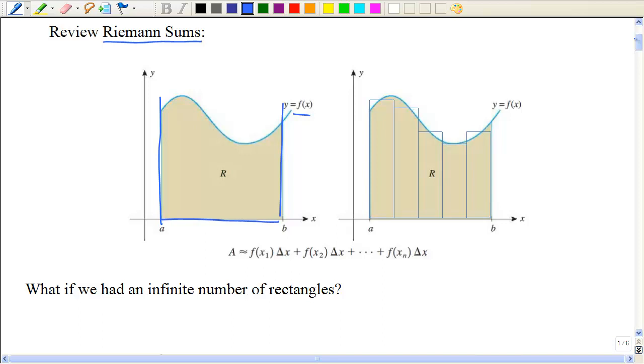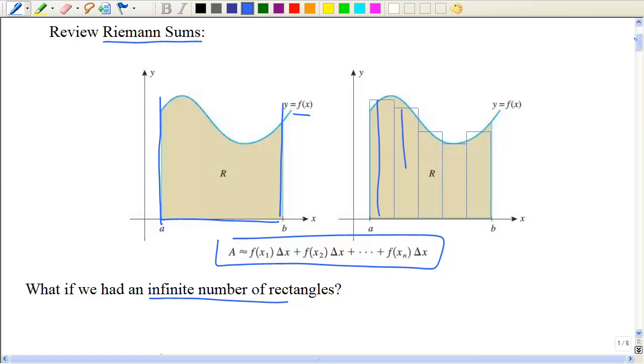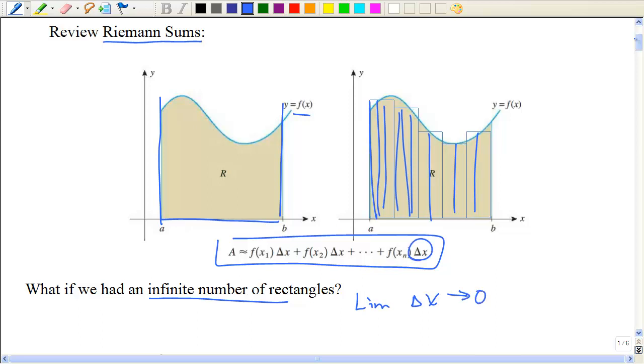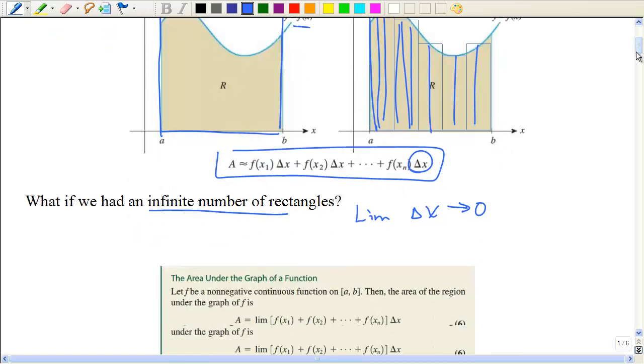The way that we found that region was to draw some representative rectangles and add up that area. Well, what would happen if we had an infinite number of rectangles? In the previous section, we looked at how using more and more rectangles got us a closer and closer exact answer. So if I keep dividing up these rectangles, splitting them in half and in half, until the limit of delta x, and remember delta x is the width, approaches 0, we're going to get an exact value.